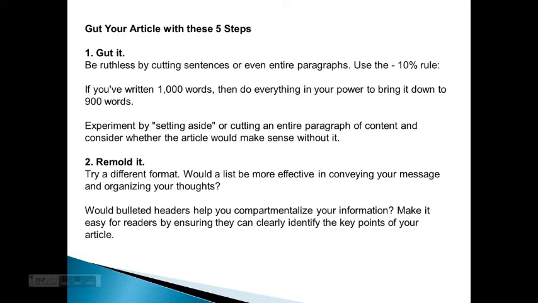First, gut it. Be ruthless by cutting sentences or even entire paragraphs, and use the 10% rule. If you've written 1,000 words, then do everything in your power to bring it down to 900 words. Experiment by setting aside or cutting an entire paragraph of content and consider whether the article would make sense without it. Then remold it. Try a different format.